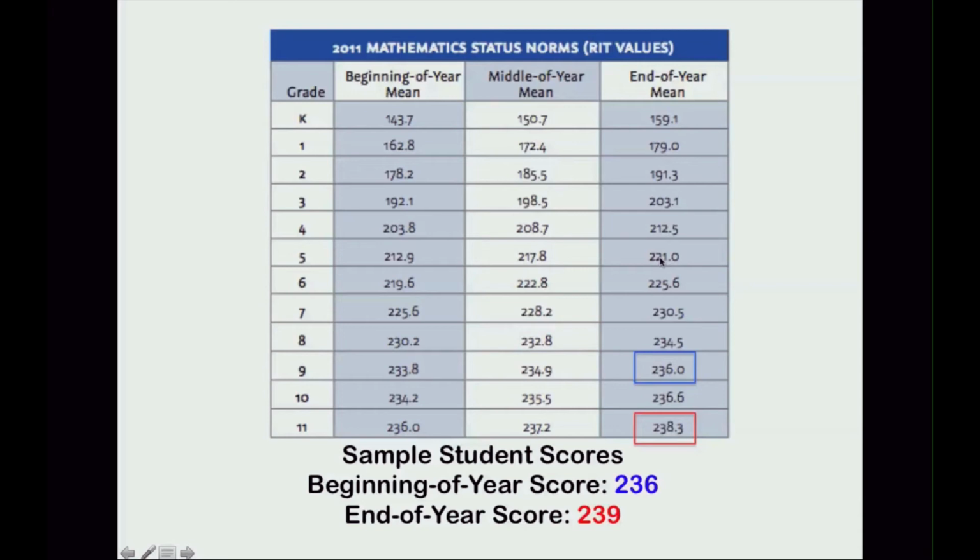If we look back at the previous graph for the student whose data we just showed, their beginning of the year score was a 236, which roughly means that this 5th grade student was testing at a similar level to a 9th grader at the end of the school year. The student's final score of a 239 roughly equates to a similar score for the average 11th grader. So this student is obviously performing far above average in mathematics.